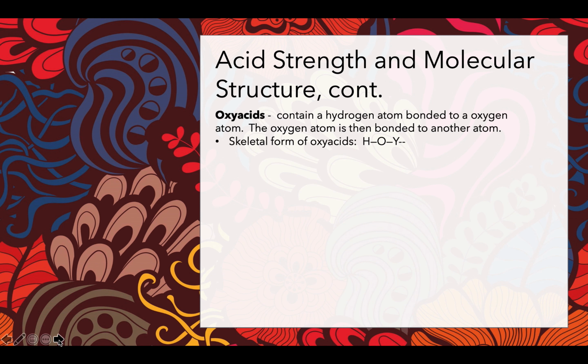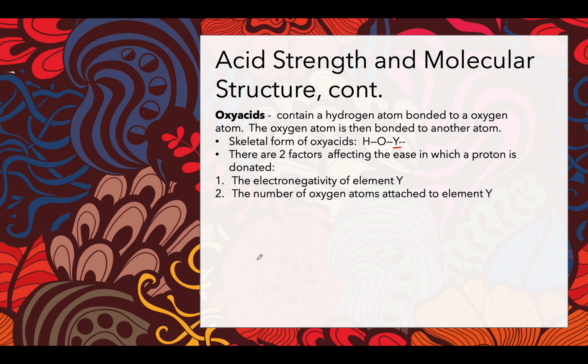All right, let's look at these oxyacids. So oxyacids contain a hydrogen atom bonded to an oxygen atom. Then the oxygen atom is bonded to another atom. So here is our skeletal form, and here once again Y is representing some other element other than oxygen or hydrogen from the periodic table. So there are two factors affecting the ease with which a proton is donated: the electronegativity of that element Y, that other element that's not oxygen or hydrogen, and the number of oxygen atoms attached to element Y.